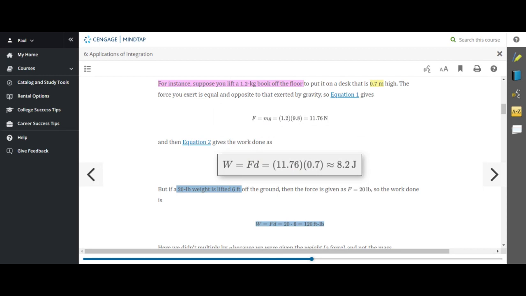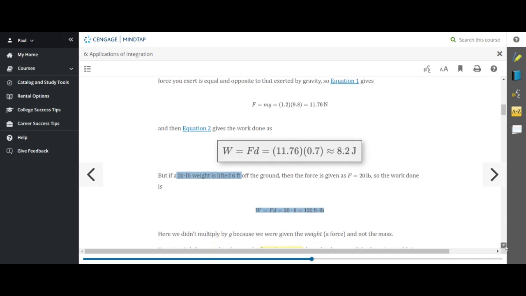So work then is equal to force times distance. So we take 11.6 newtons times 0.7 meters, and we get 8.2 joules. Okay. So, all right. Well, let's proceed on then. Hopefully, this is all pretty straightforward.